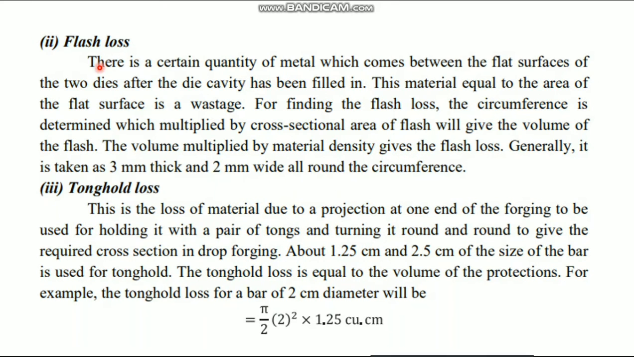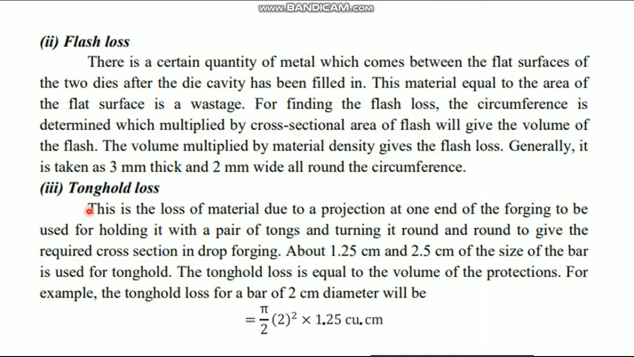Then flash loss. There is a certain quantity of metal which becomes squeezed between the flat surfaces of the two dies after the die cavity has been filled. This material, equal to the area of the flat surface, is a wastage. For finding the flash loss, the circumference is determined, which multiplied by the cross-section area of flash will give the volume of flash. The volume multiplied by material density gives the loss.